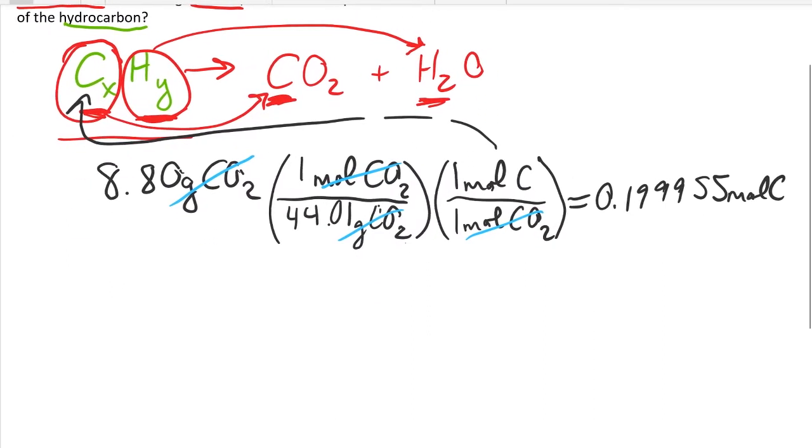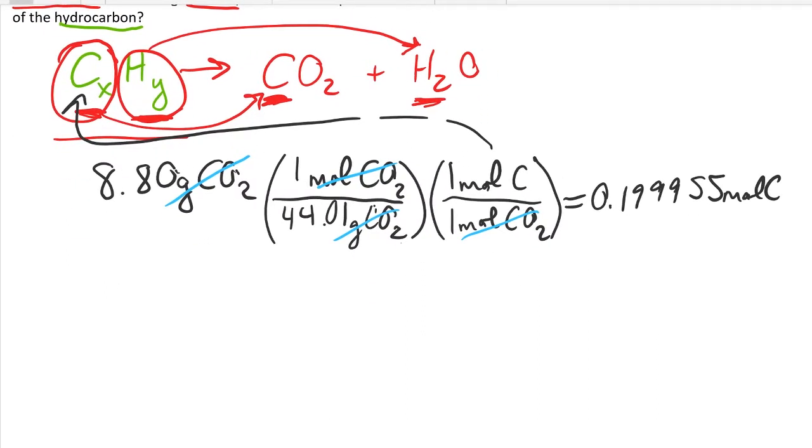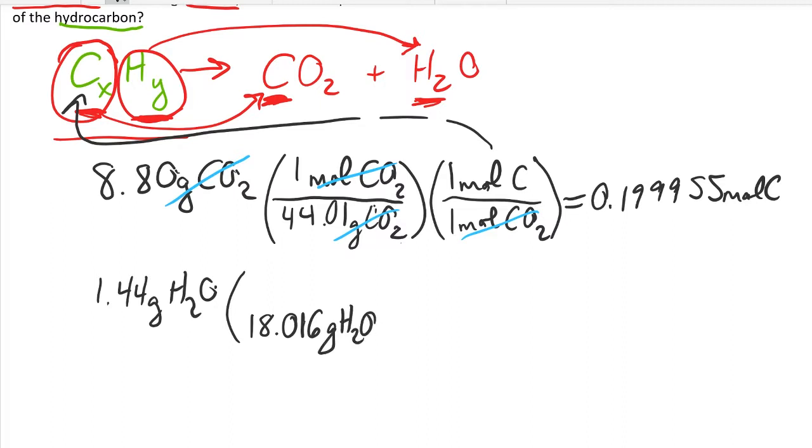We can do a similar process now for the water. We can say for our water, we had 1.44 grams of water. Now all of the hydrogen that was in our original hydrocarbon went to form water. So we can calculate the molar mass of water, and that would be 18.016 grams of water for every 1 mole of water.